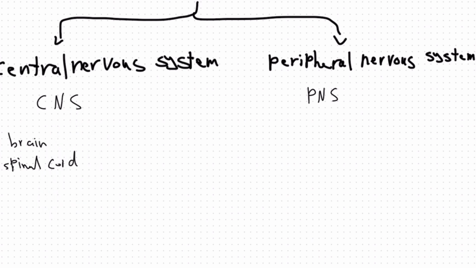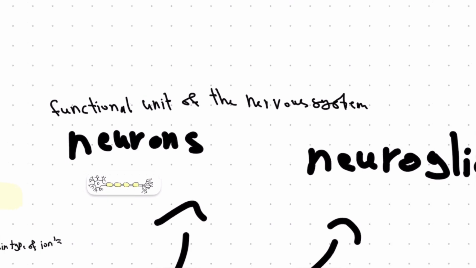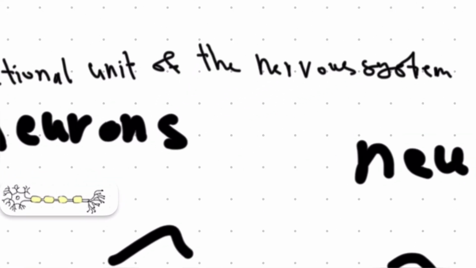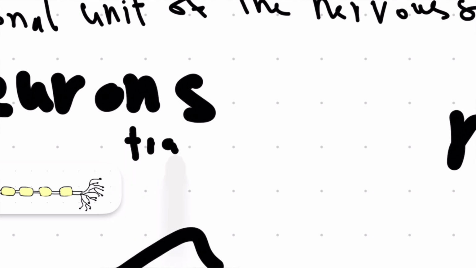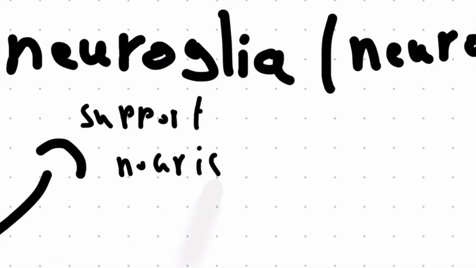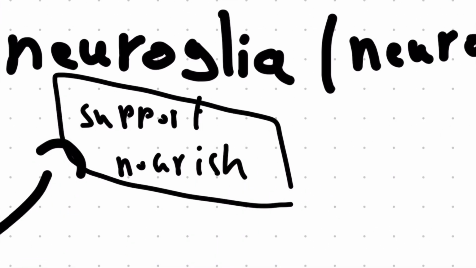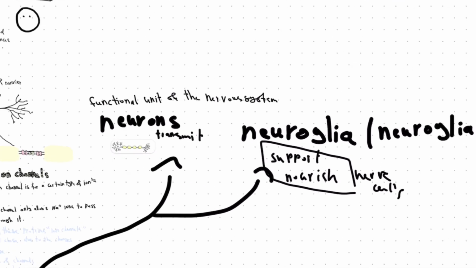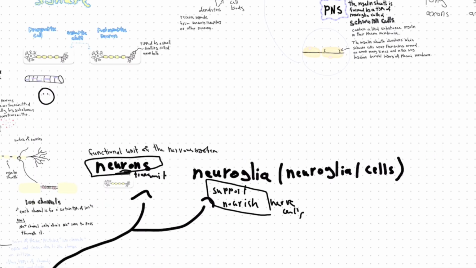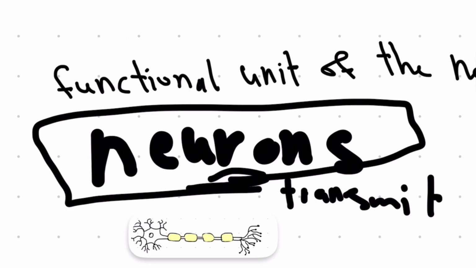The nervous system consists of neurons and neuroglia, or neuroglial cells. The neuron's main function is to transmit messages. The neuroglia's main function is to support and nourish nerve cells, or neurons, okay? And the neuron is the functional unit of the nervous system, and it is the basic unit. Today's main focus would be on neurons.